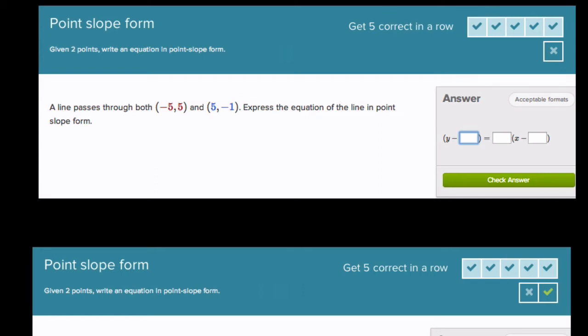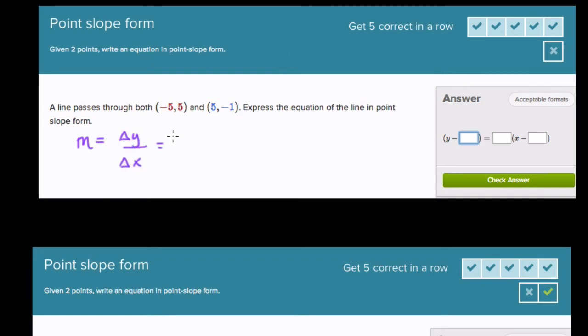Okay, there seem to be three different types of questions on the point-slope form module on Khan Academy. Point-slope form just plays off of the idea of what slope is, right? Remember that slope is m, and m equals what? Delta y over delta x.